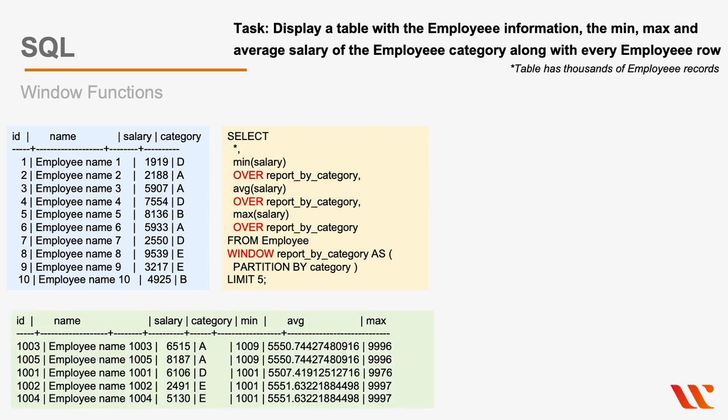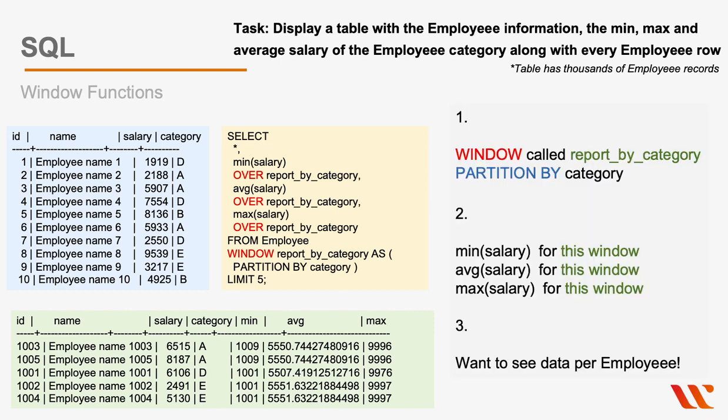Now this is what the results look like. You have the ID, name, salary, category, min, average, and max. You have the ID, which is the employee ID, employee name, the salary, their category, and the minimum, average, and max. So these minimum, average, and max are calculated based on the entire record set, but partitioned by the category. So for each category that an employee belongs to, we first calculated the minimum, average, and max, and then provided that data in addition to the employee records.